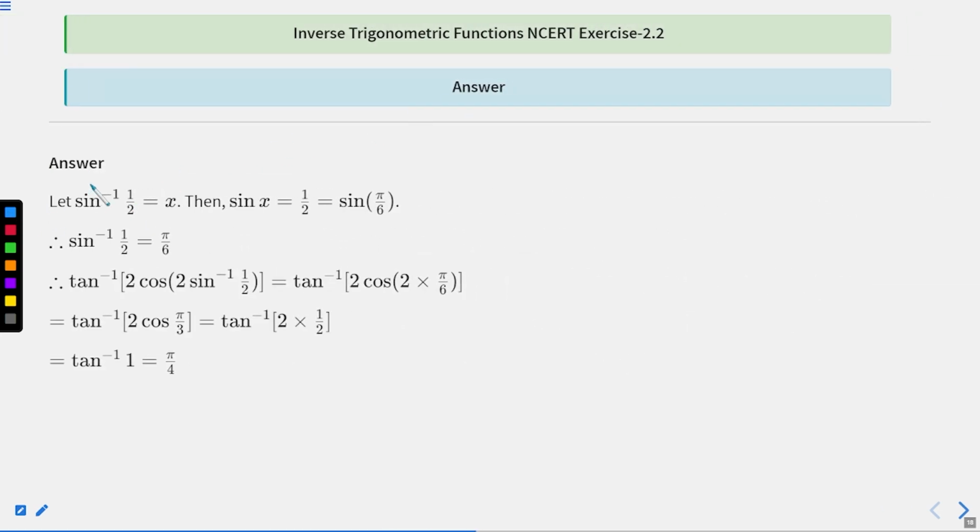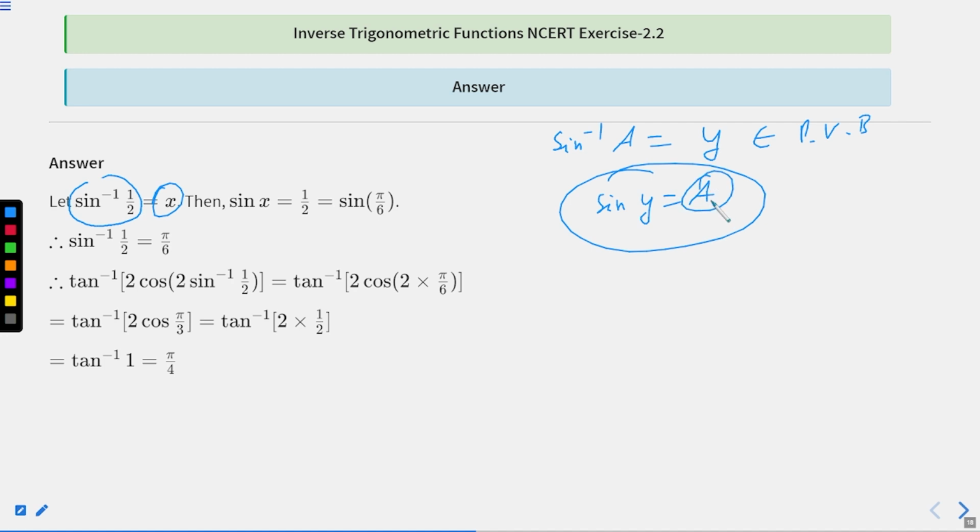So for sine inverse 1 by 2, how we did it before? If you recall, in principal values, if your function is given like this, you always put it equals to y. You can use x either. And this must belong to the principal value branch, and from this, try to find the angle in terms of sine. So we will start by putting this equals to x.